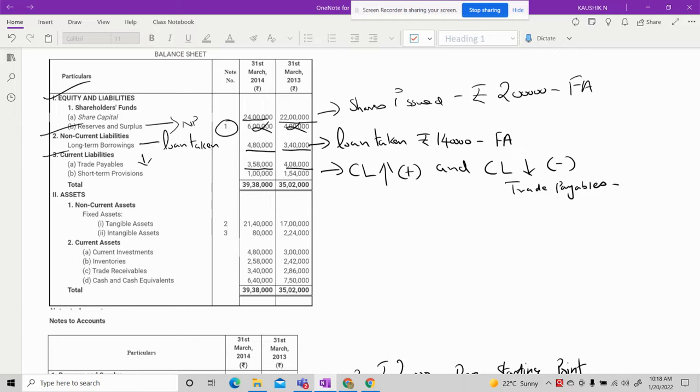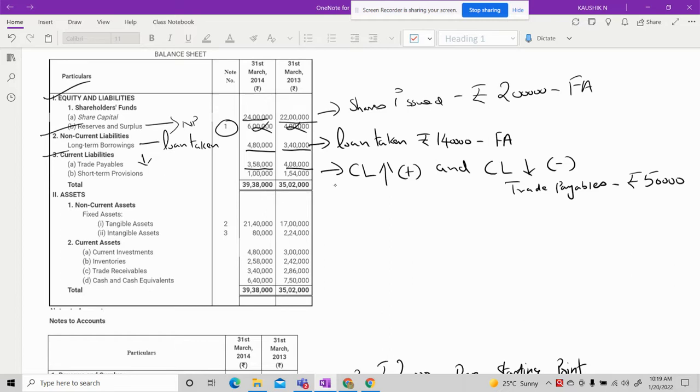That is 4 lakh 8,000 minus the value of rupees 3 lakh 58,000. Let's see who's giving the right answer. How much? 4 lakh 8,000 minus 3 lakh 58,000 gives you a value of rupees 50,000. Exactly correct. So trade payables value has gone down by rupees 50,000. And then come back to the next item, short term provisions.